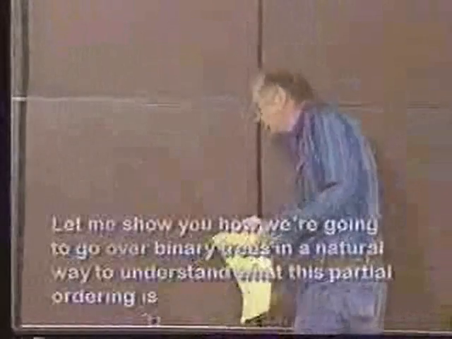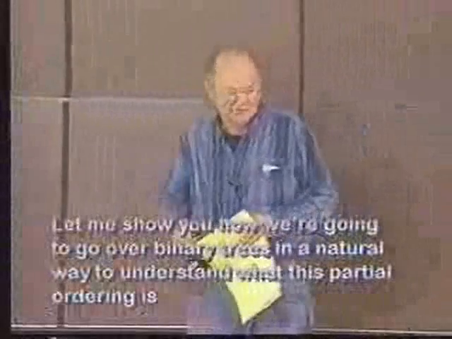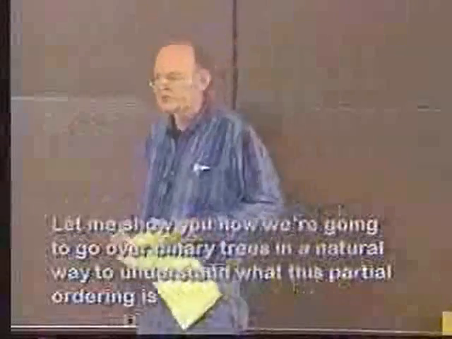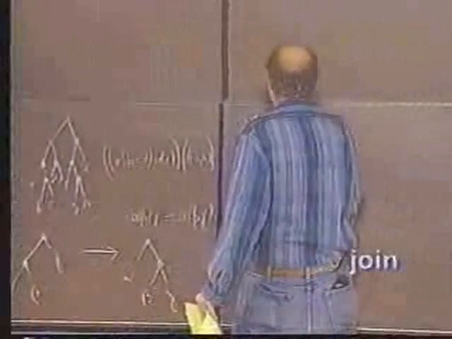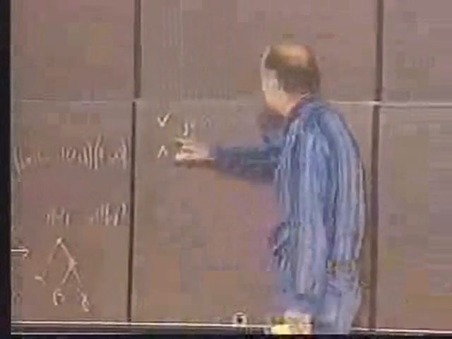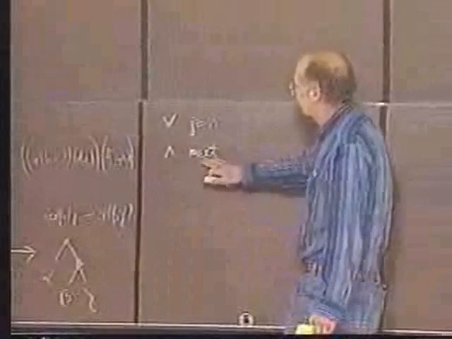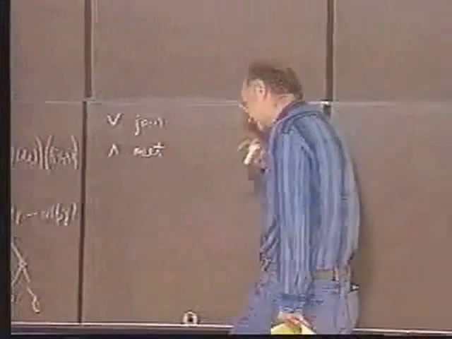First, let me show you how we're going to go from binary trees in a natural way to understand what this partial ordering is. So this is the join, and this is the meet. This is the greatest lower bound. This is the least upper bound on two things in a lattice.